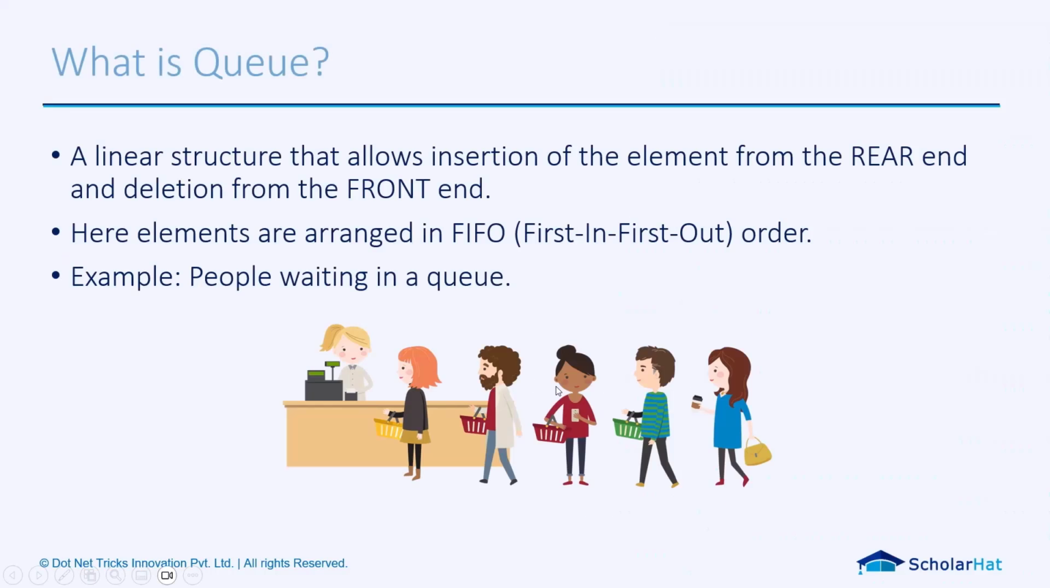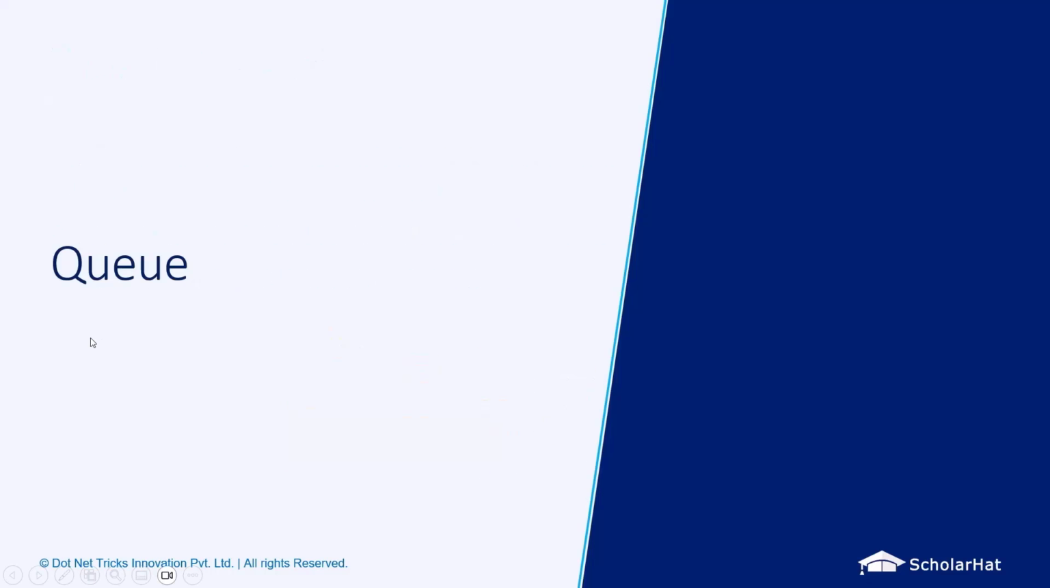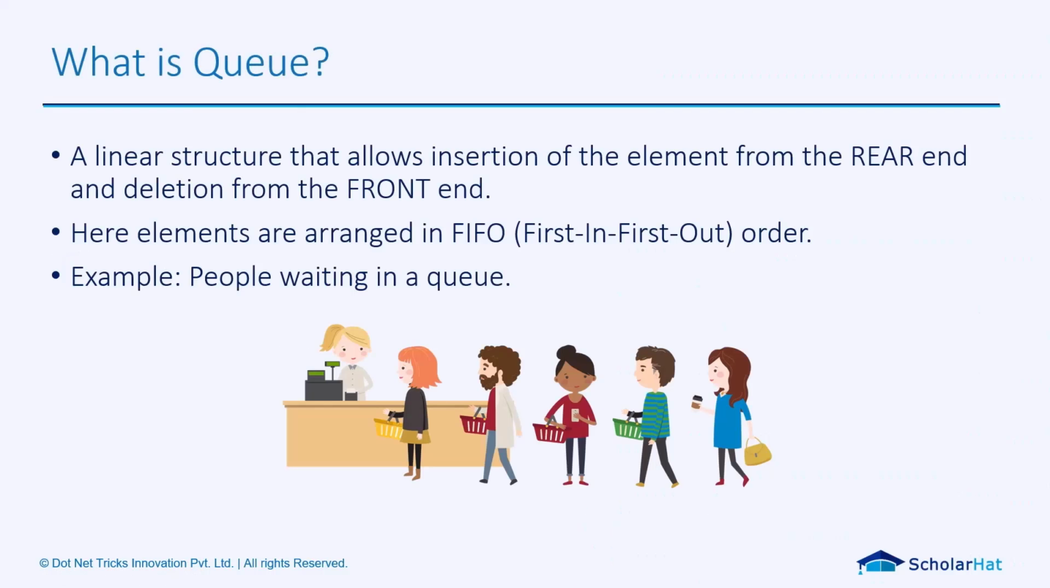So now the next topic we're going to learn is the queue. Queue is again a data structure, like the stack. Here we're going to implement the queue using a linked list. Queue is basically a linear data structure that allows insertion of an element from the rear end and deletion from the front end.